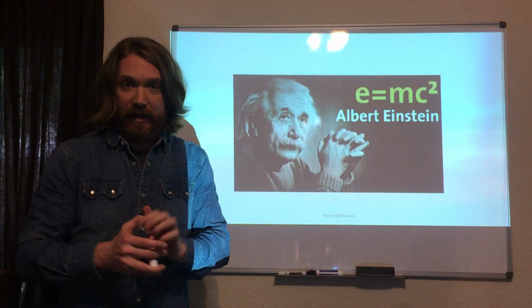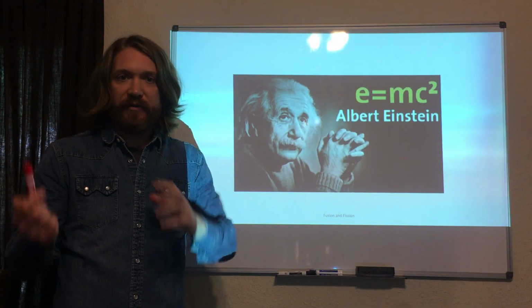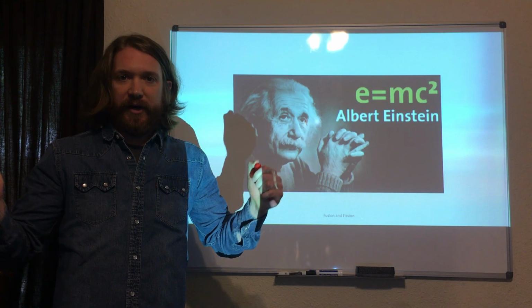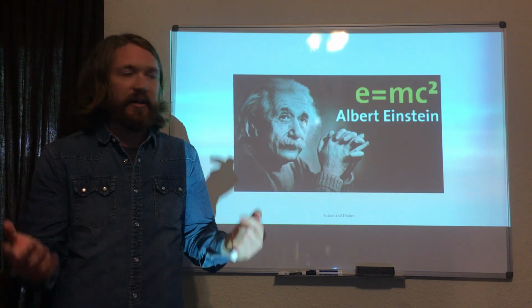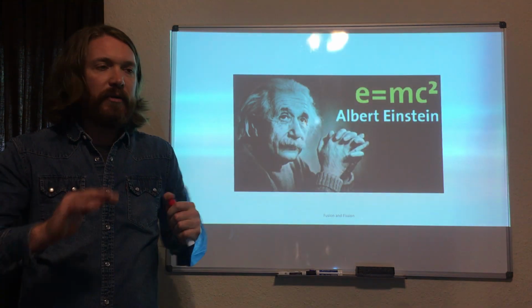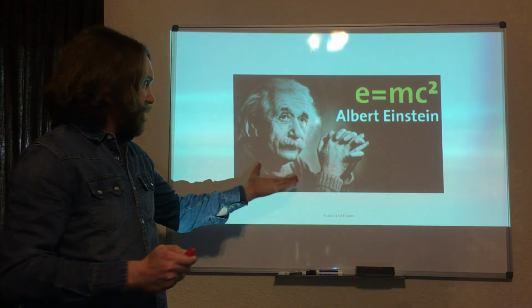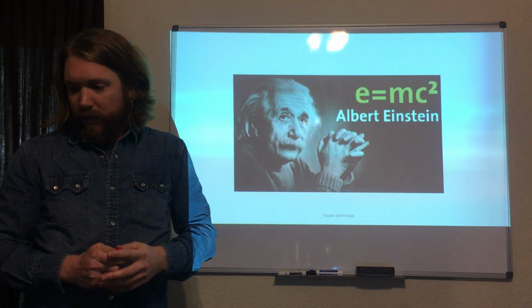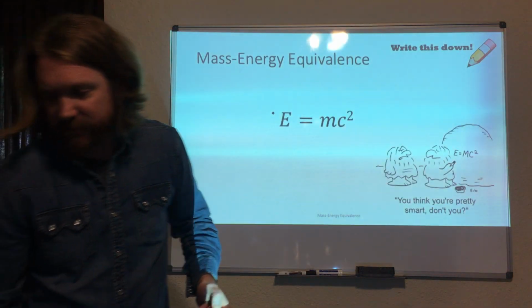But the big part about today, okay, on top of how nuclear reactions work, is probably the most famous equation of all time. I'm sure you've heard it at some point. It's E equals mc squared. I'm sure you've seen it written somewhere. Albert Einstein came up with this, okay? But let's talk about what it actually means.